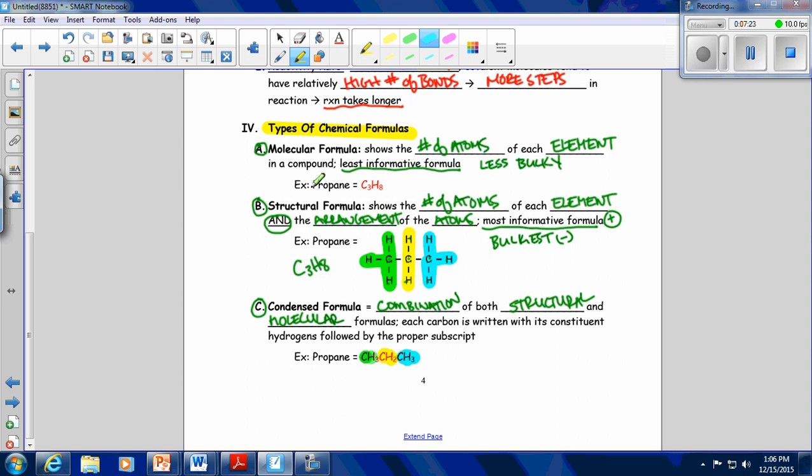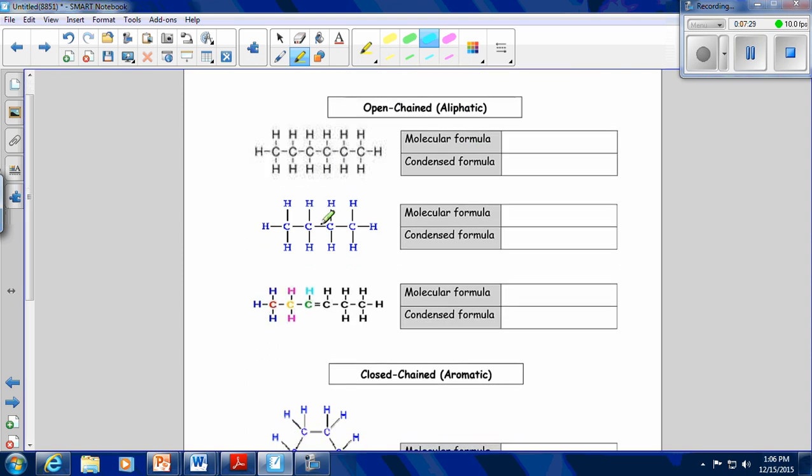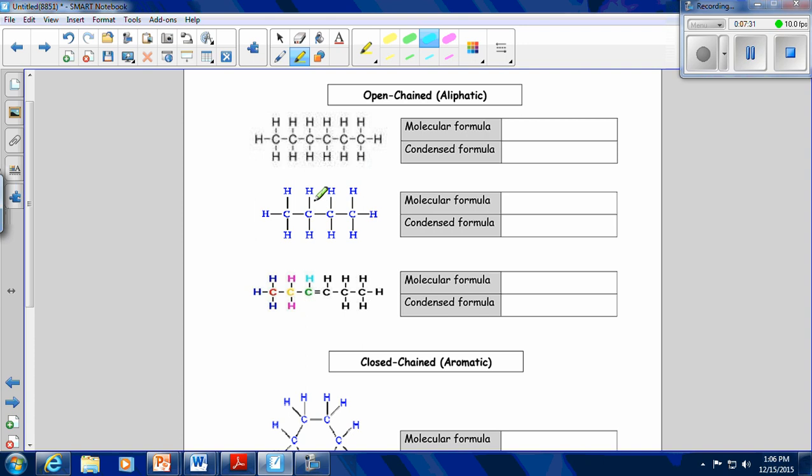All right, let's go ahead and proceed to page number 5. Let's do some open-chained aliphatic and closed-chain aromatic problems. All right, we're going to use both the molecular and the condensed formulas in order to illustrate how these chains are actually put together.